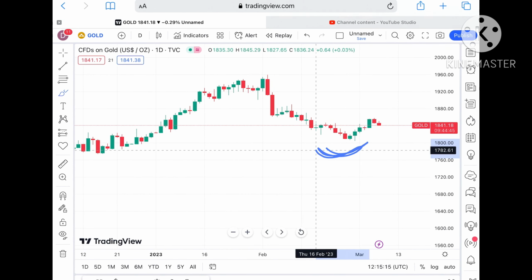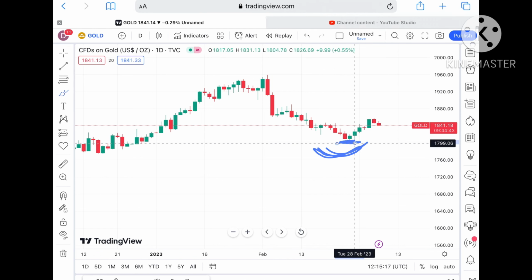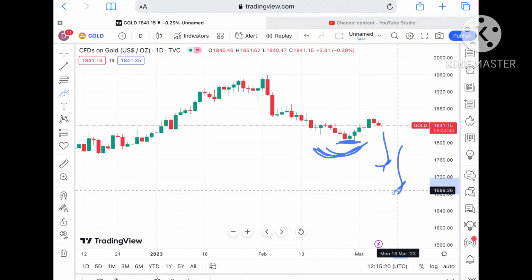Already a swing has formed at this particular level, so if it comes close to this level, then we can see it can fall further down.